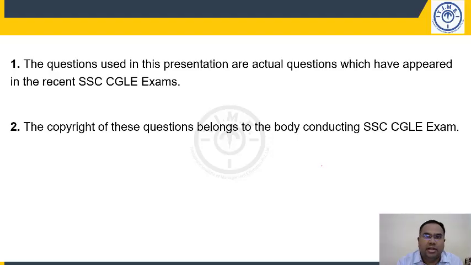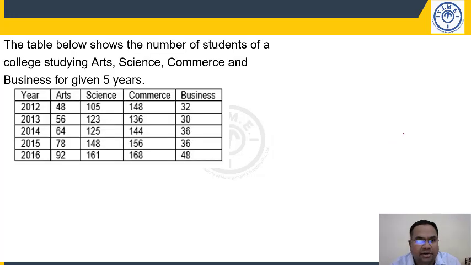Before that, there are two important points here. Questions used in this presentation are actual questions which have appeared in recent SSC CGLE exams. The copyright of these questions belongs to the body which is conducting the SSC CGLE exam. Right, students? Let us start with the first set.